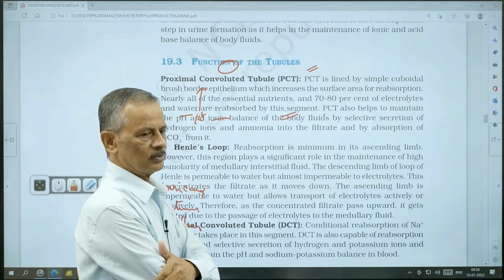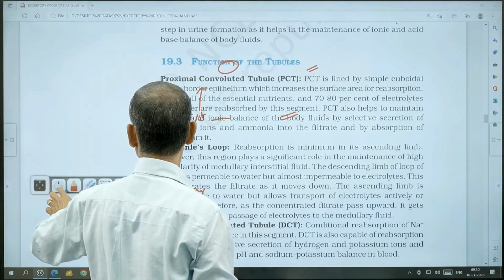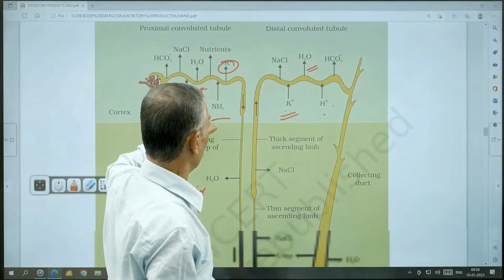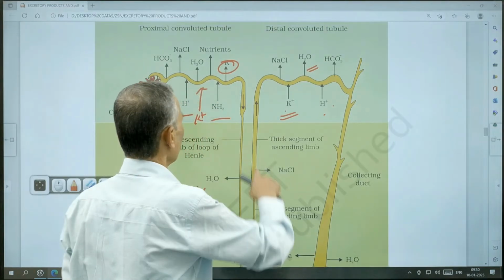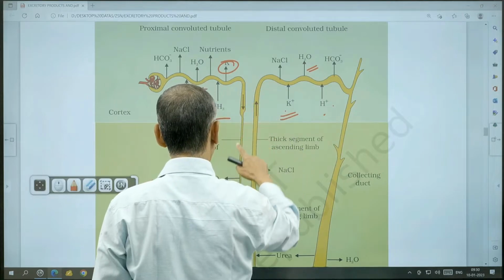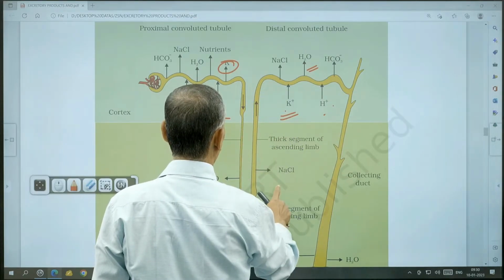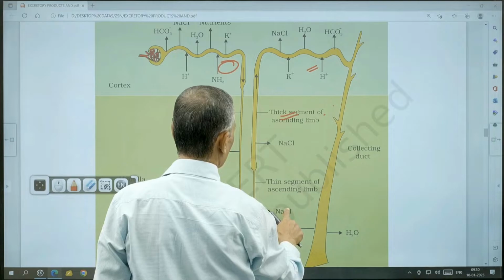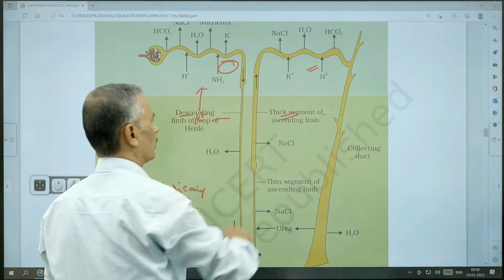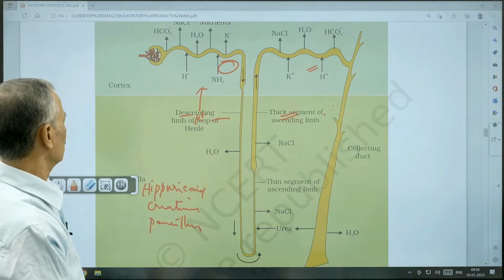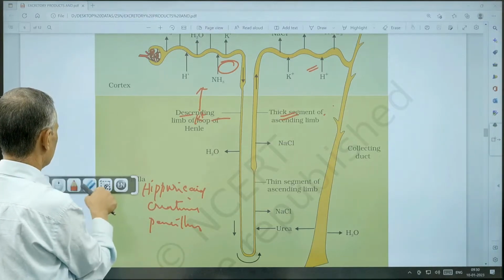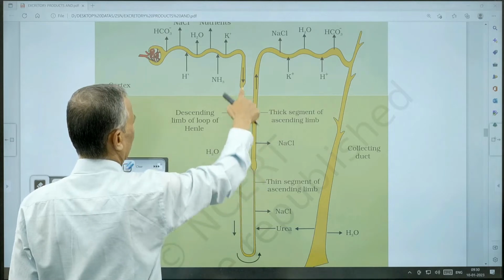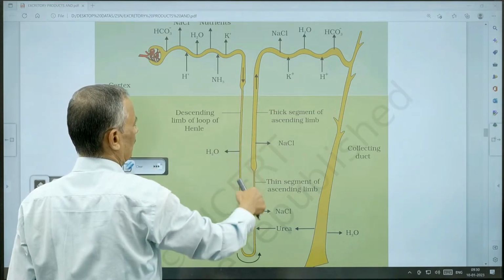Whereas Henle's loop has an ascending part and a descending part. The first part is the descending part. It has a very short thick limb and a very long thin limb. Now, the ascending part has a very thin limb and a very long thick limb. Both descending and ascending limbs have a thick and thin part, but the relative lengths of thick and thin limbs are different.